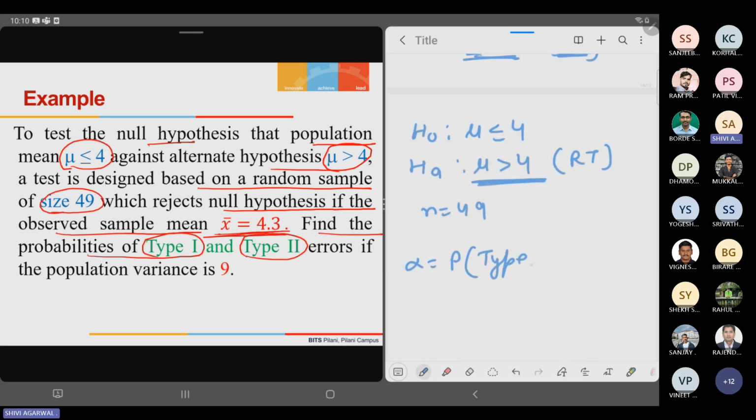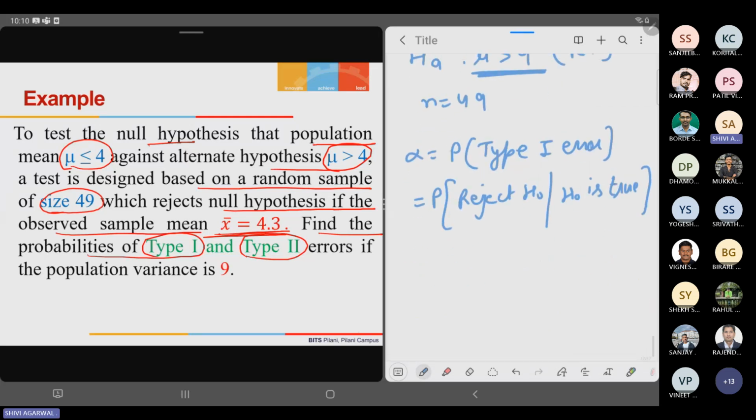Type 1 error. Correct? That is the probability when we reject H0, given that H0 is true. So when we are rejecting H0, the sample X bar lies in the critical region. It is right-tailed, so the rejection region is on the right-hand side. We are rejecting H0 when X bar is greater than 4.3, given that H0 is true, that is, mu naught is equal to 4.